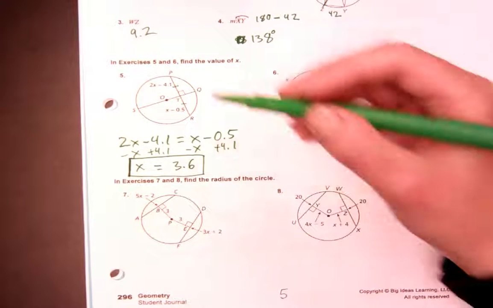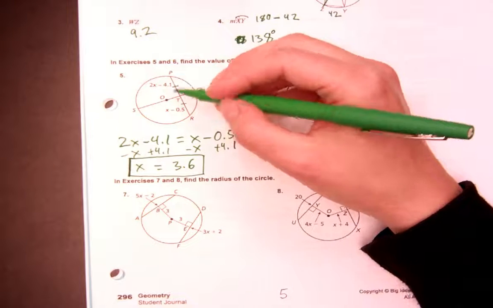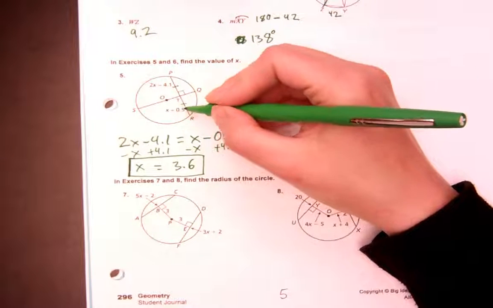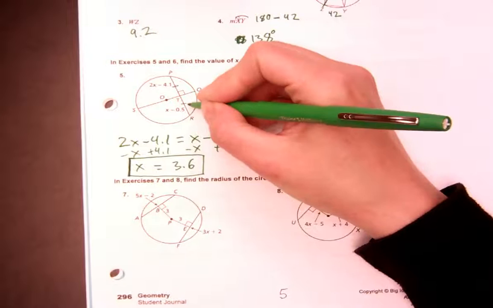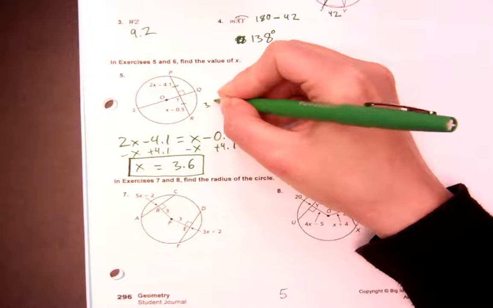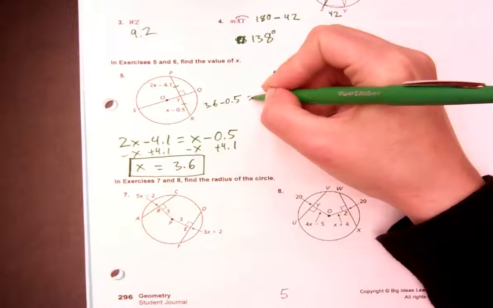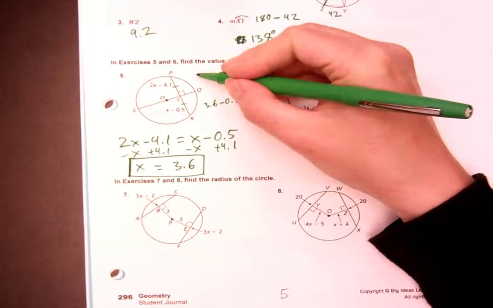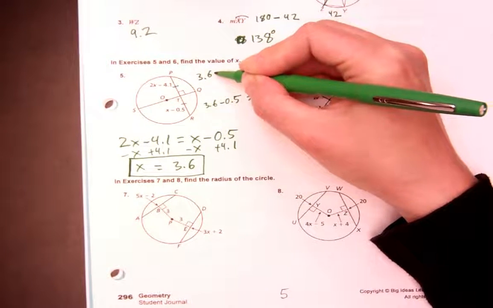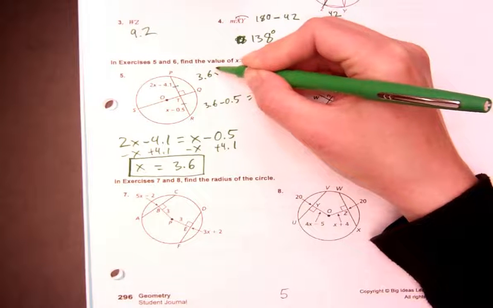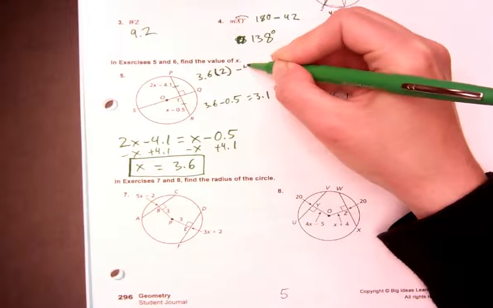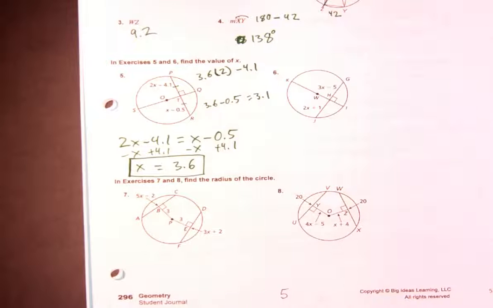Alright, 3.6, and then if we want to plug it back in, we can do 3.6 minus 0.5, which means this part is 3.1. Then 3.6 times 2 minus 4.1. Does that also become 3.1? It does. So we know it checks.